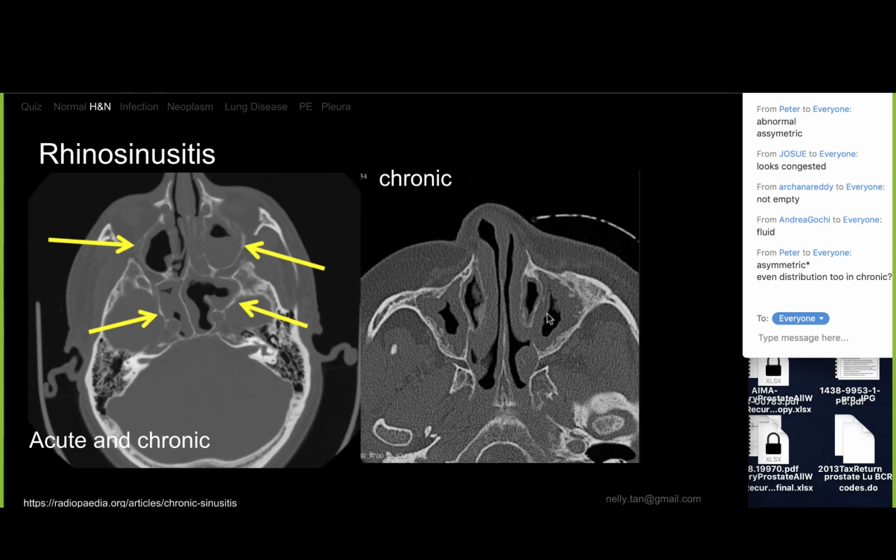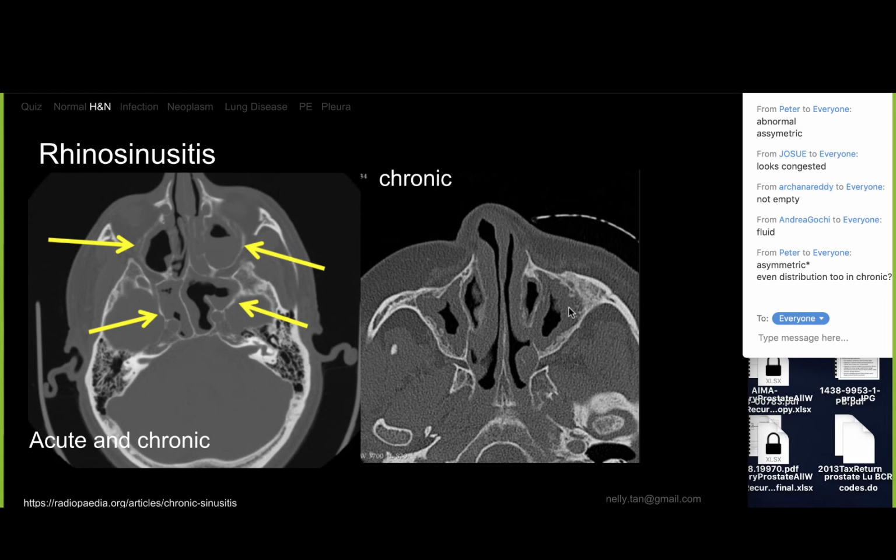And also in chronic sinusitis, you see the maxillary sinus starts to look smaller than the normal maxillary sinus. So it pulls in, and you get small sinuses basically.